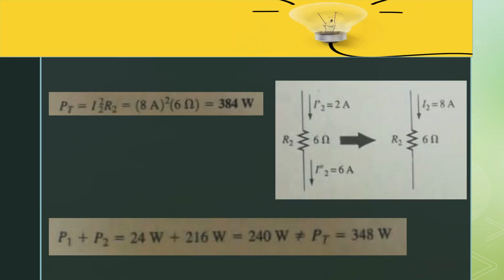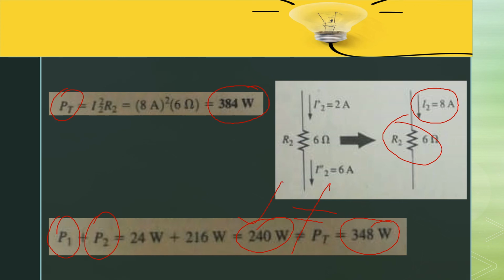Now using the superposition theorem, we see that the current flowing through R2 is equal to 8 amperes because of both sources. When we calculate the power using the 8 ampere current, you will see that the total power is equal to 384 watts. Now we see that the power due to the individual sources is equal to 240 watts, but the total power dissipated by this resistor is equal to 384 watts. So it means that the superposition theorem is not applicable to power levels, because the sum of the individual powers is not equal to the total power.